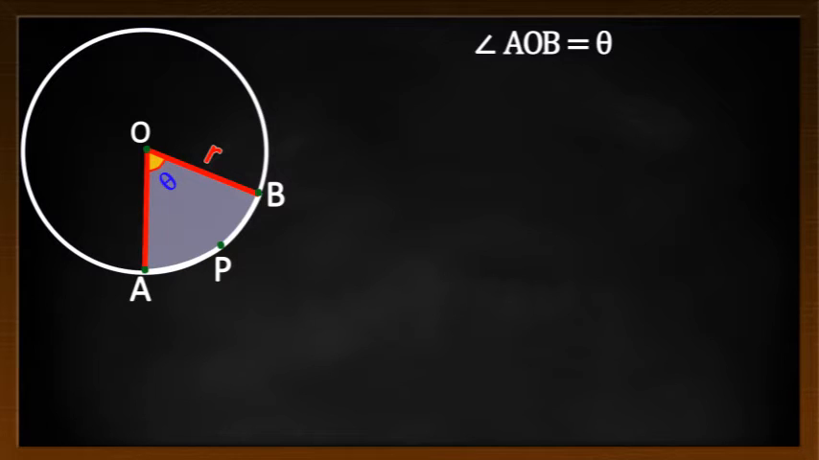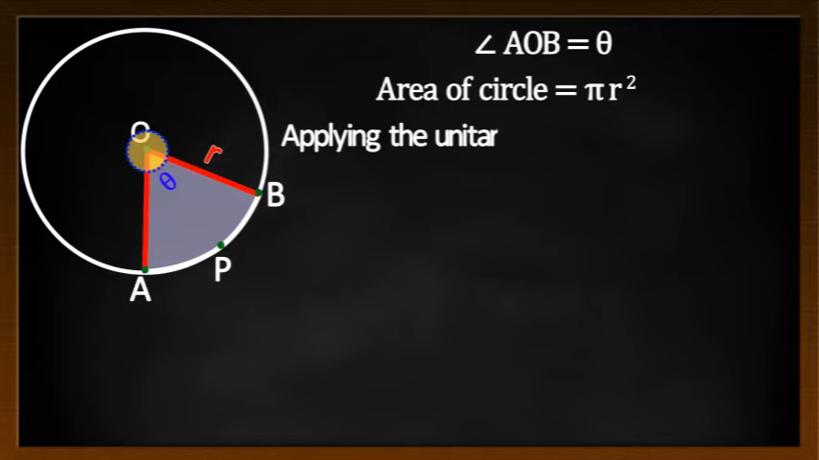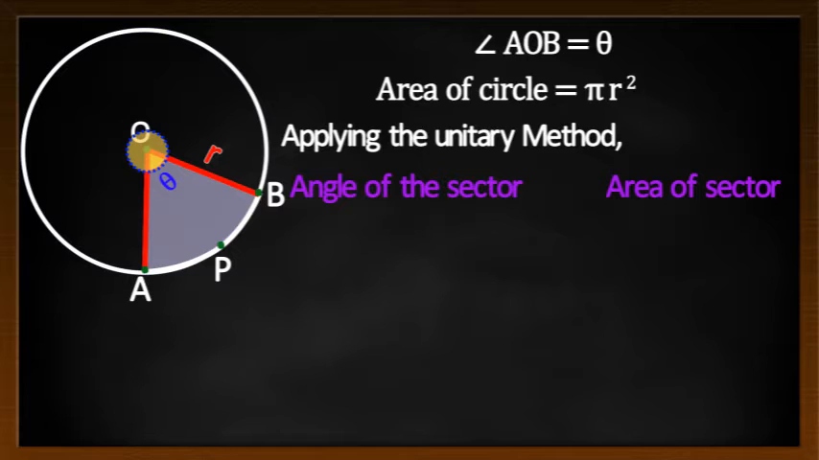We know that the area of a circle, circular region or disk is equal to pi r square. We can consider this circular region to be a sector forming an angle of 360 degrees at the center O. Now, by applying the unitary method, we can arrive at the area of the sector OAPB as follows. When the degree measure of the angle at the center is 360, then the area of the sector is equal to pi r square.